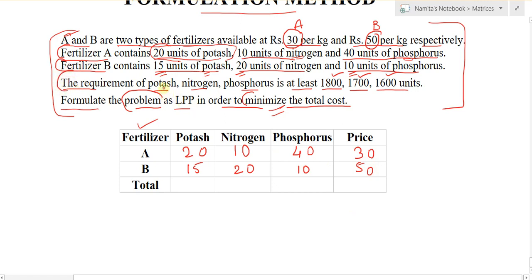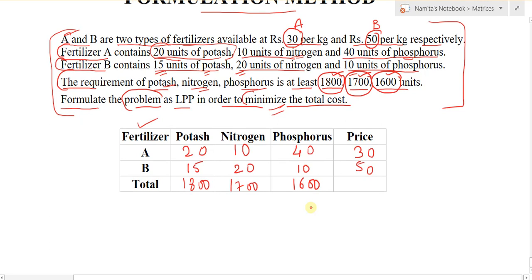Now, next line is what? The requirement of potash, nitrogen and phosphorus is at least 1800, 1700 and 1600 units. So, in total, potash is required for how much? 1800. So, write 1800. Next, nitrogen is required 1700. And phosphorus is required in units 1600. Clear? Now you can see, easily you can identify that this entire problem, which was in the form of sentences, I have put down into the form of a table. So easily you can prepare the equations.